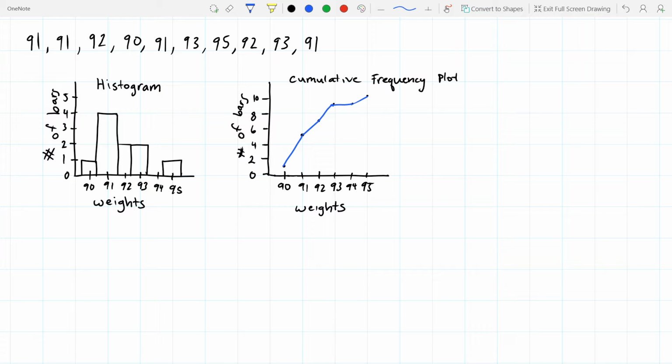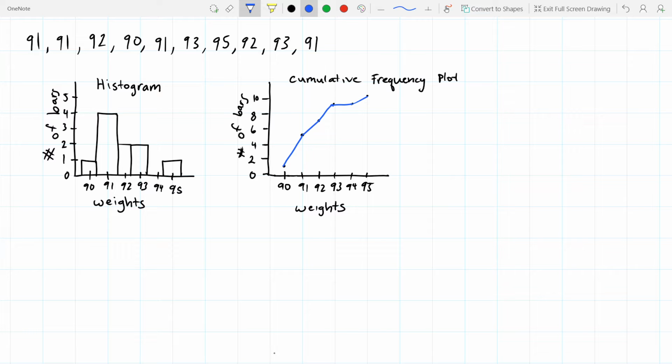So why did we just do that? Well, a cumulative frequency plot can give us some different information than a histogram. For example, let's say that I cannot sell any chocolate bar that is less than 93 grams in weight. So then I know that there are 7 bars that are 92 grams or less. So that means there are 7 bars I cannot sell. And I can read that directly from the graph.